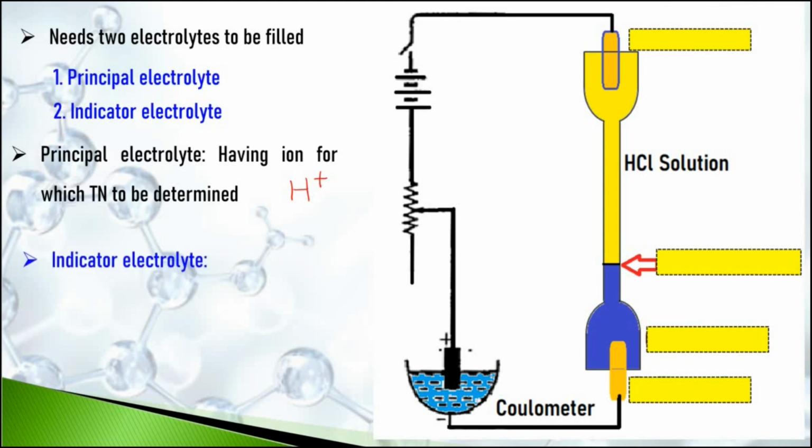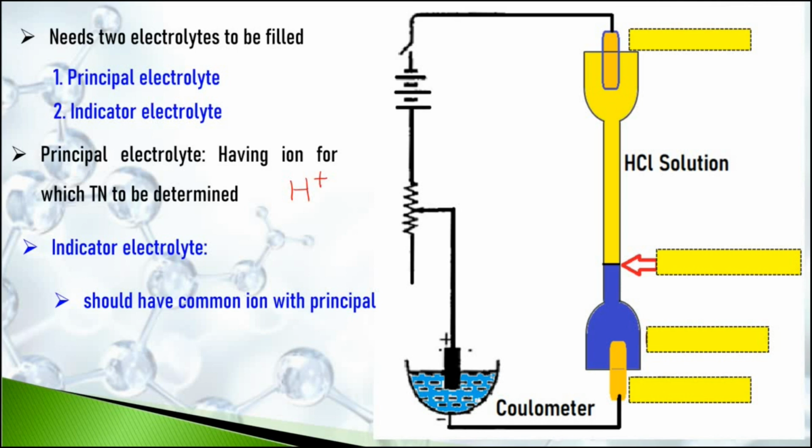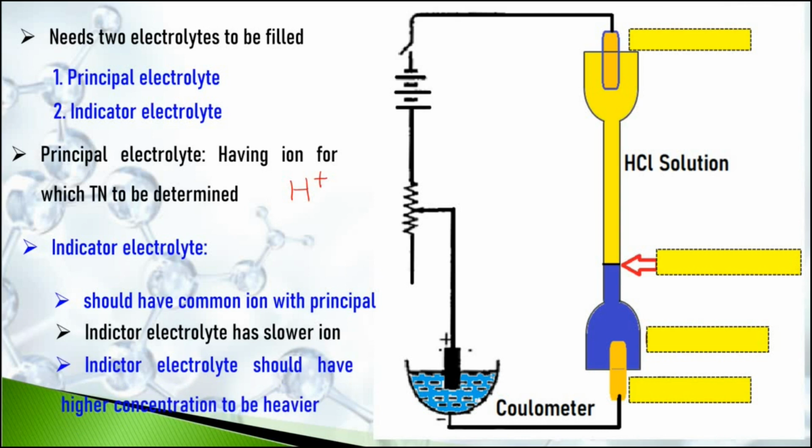And we need an indicator electrolyte. An indicator electrolyte, as we have studied, should have common ion with the principal electrolyte, and second, its counter ion should be the slower ion, and third, indicator electrolyte should have higher concentration. So we have taken HCl as the principal electrolyte. Now what can be the possible indicator electrolyte? One thing is for sure, the Cl should be the common ion with the principal electrolyte. That means indicator electrolyte must have chloride ion. Then second, indicator ion's cation should be slower than hydrogen ion.